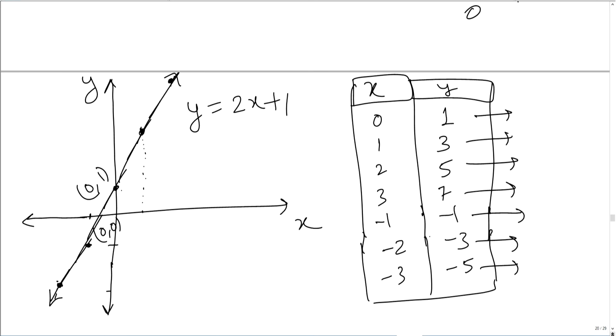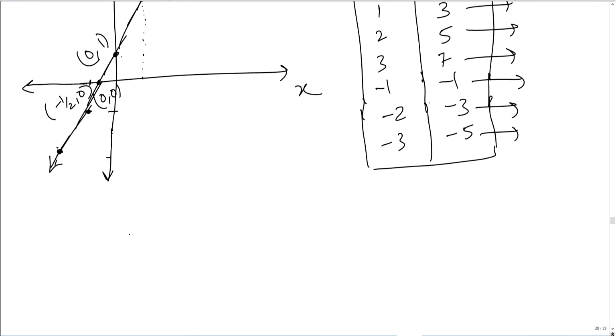You can actually figure that out. Where does it cut the x-axis? At the point where it cuts the x-axis, the value of y would be 0 and the value of x would be minus 1 by 2. So this point would be (minus 1 by 2, 0). So this is the graph of the equation y equals 2x plus 1.